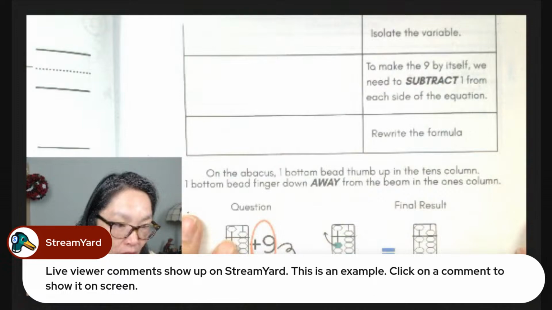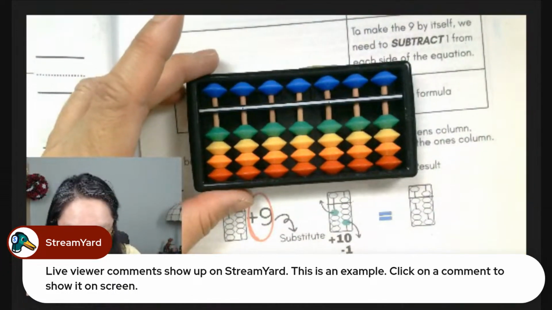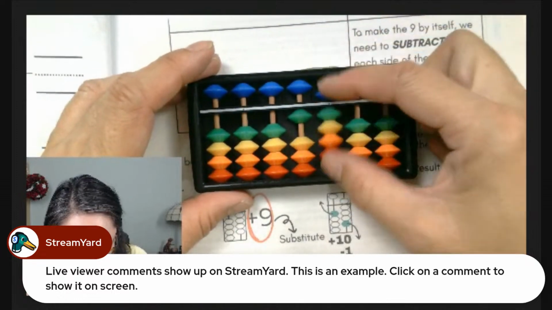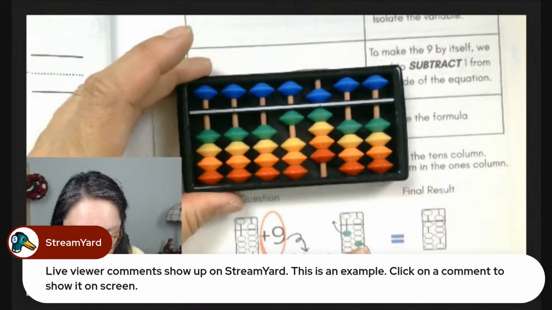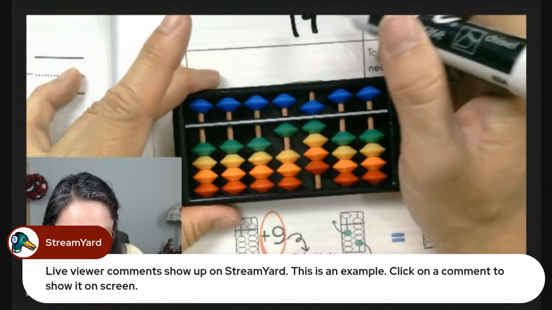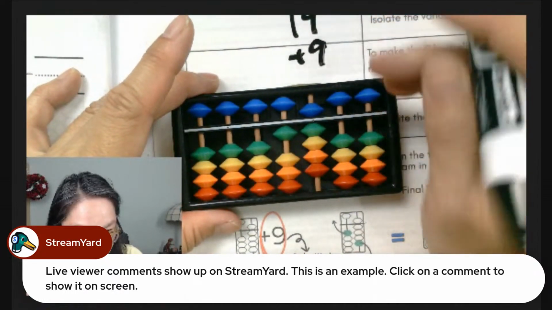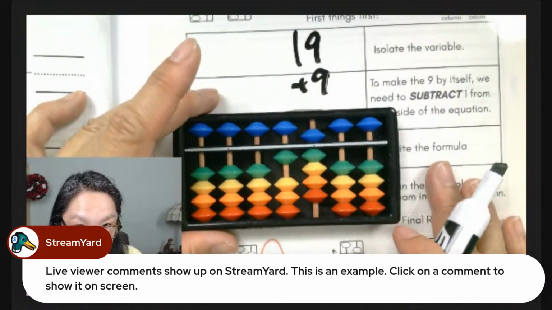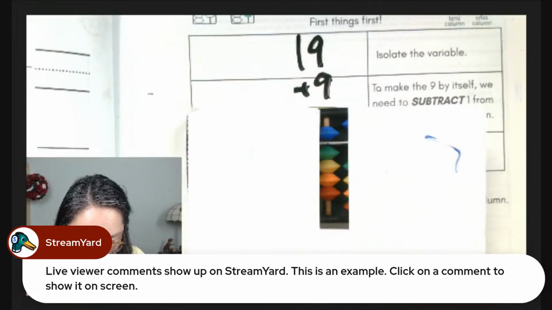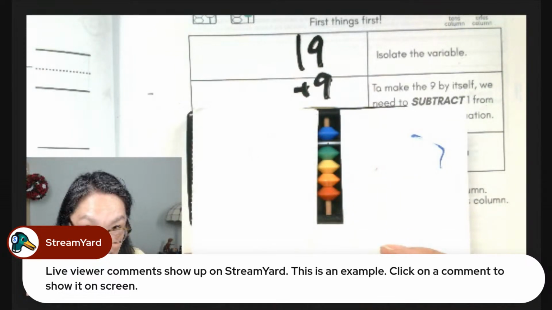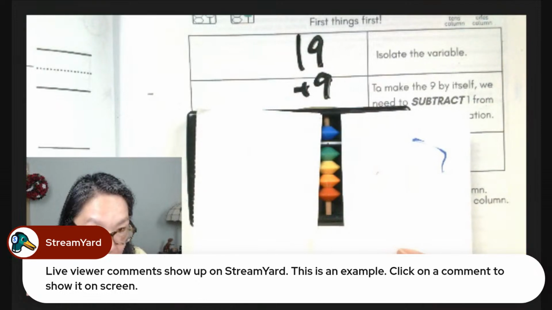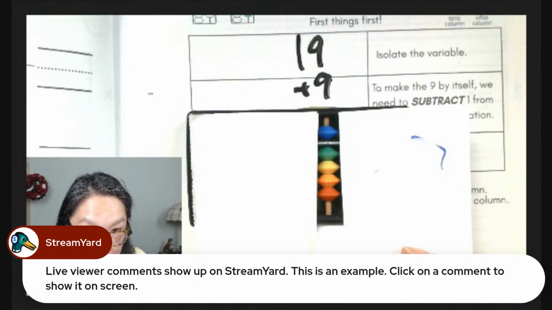So, how do we do? Thank you, JP. How do we do 19? So the question is 19 plus 9. It's the same thing. When we look at it, we want to make sure we isolate what number we're going to do. We're going to isolate the 9. And I look at my column, is there enough beads to add the 9? No, there isn't enough beads to add the 9.